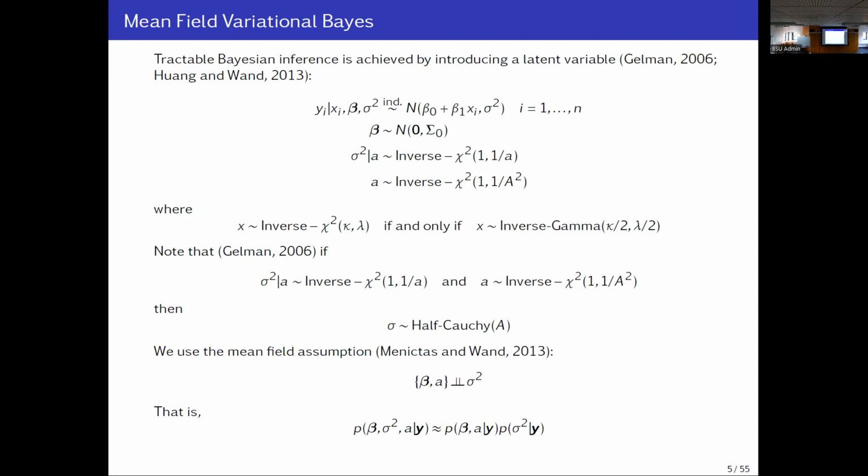Now, you guys have gone through mean field assumptions so far, so I'm not going to go too far into that anymore. We're going to use the mean field assumption in this particular model that the vector of regression parameters beta and this parameter A that I've introduced into this hierarchy have posterior independence of the parameter sigma squared, where sigma squared is our variance on the residuals.